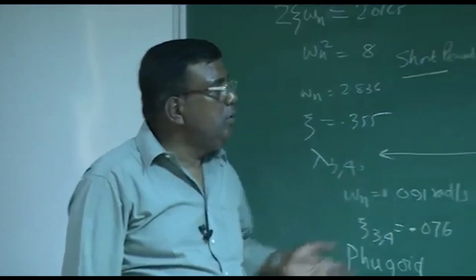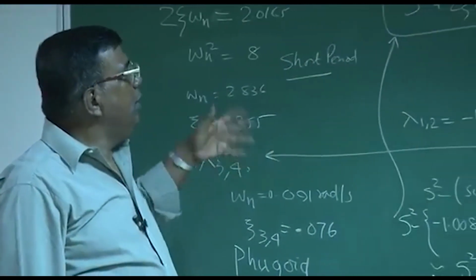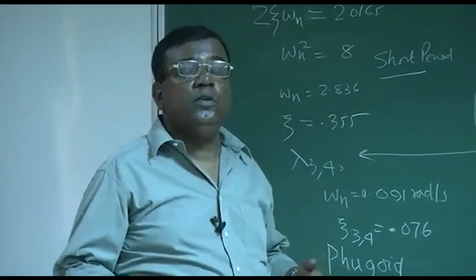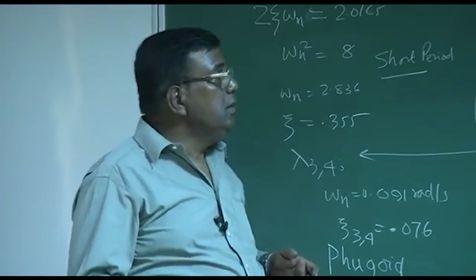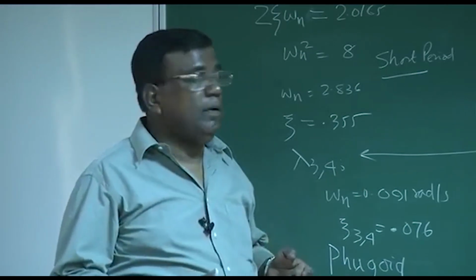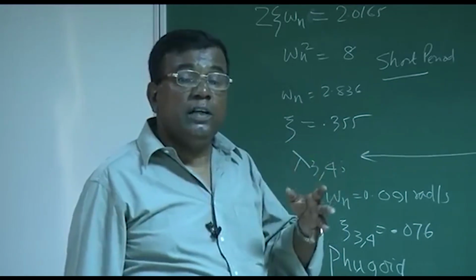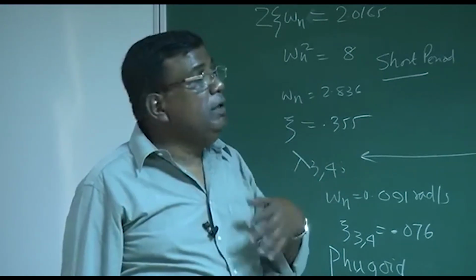Okay. We talked about short period and Fugoid. We'll try to see how the derived equations of motion for the longitudinal case can be utilized with appropriate approximation to get omega n and zeta expressions for the short period as well as the Fugoid mode. That will be in the next class.